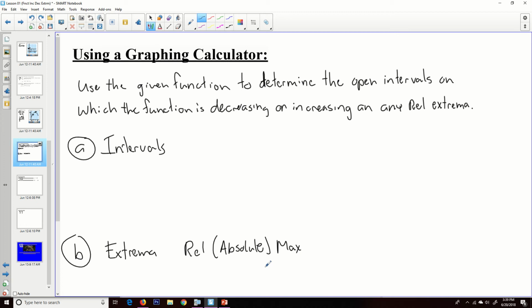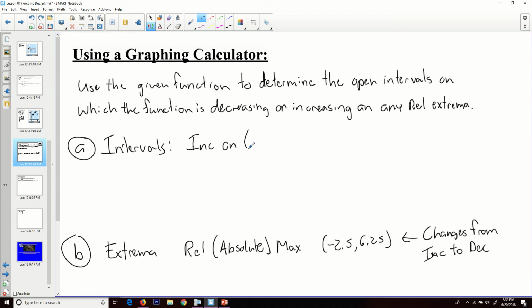So in this case, we have a relative absolute maximum, and I said it was negative 2.5 comma 6.25. All right, so this is the point where it changes from increasing to decreasing. And so the intervals, we're going to say this function is increasing on the open interval that starts from negative infinity and goes to negative 2.5.